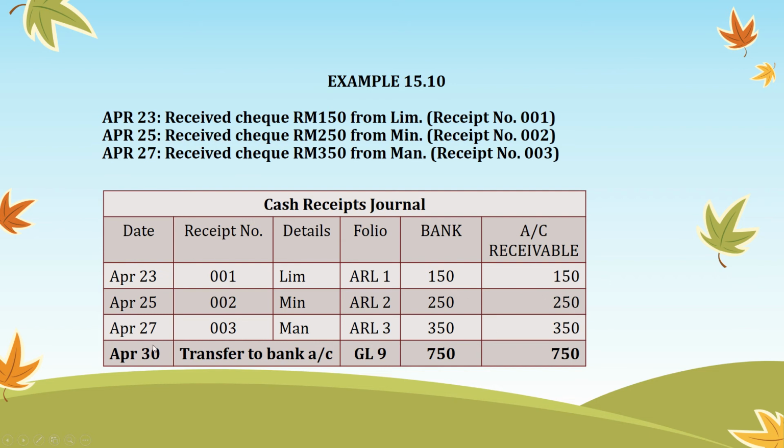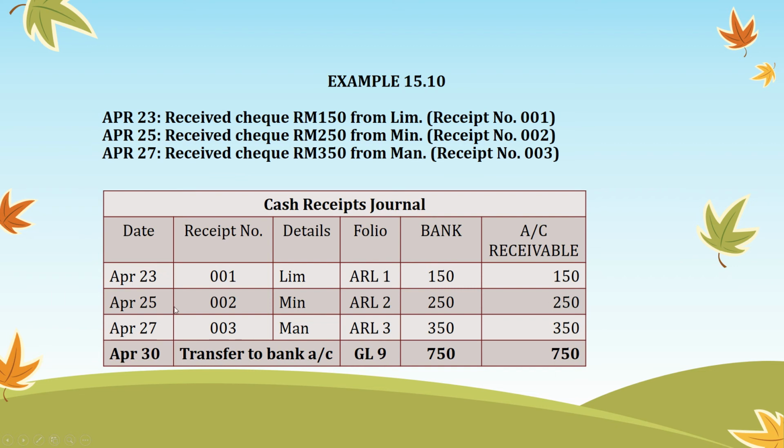And the third example is on April 27 with receipt number 003, the detail is Month, and then the folio is account receivable ledger 3, and in bank column 350, and in account receivable column also 350. Total amount for bank is 750, and the total account receivable is 750.